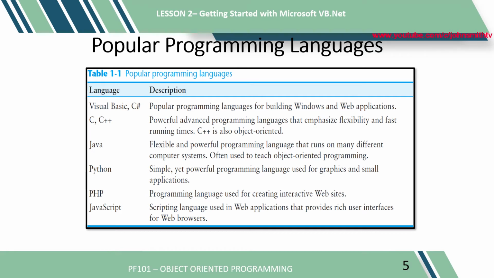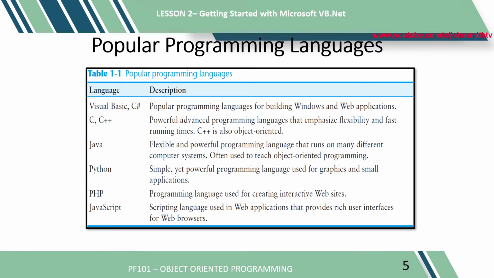There are some popular programming languages that are currently used to program a certain system. Visual Basic.net and C#. Popular programming languages for building Windows and web applications. C and C++. Powerful advanced programming languages that emphasize flexibility and fast running times. C++ is also object-oriented. Java. Flexible and powerful programming language that runs on many different computer systems. Often used to teach object-oriented programming.